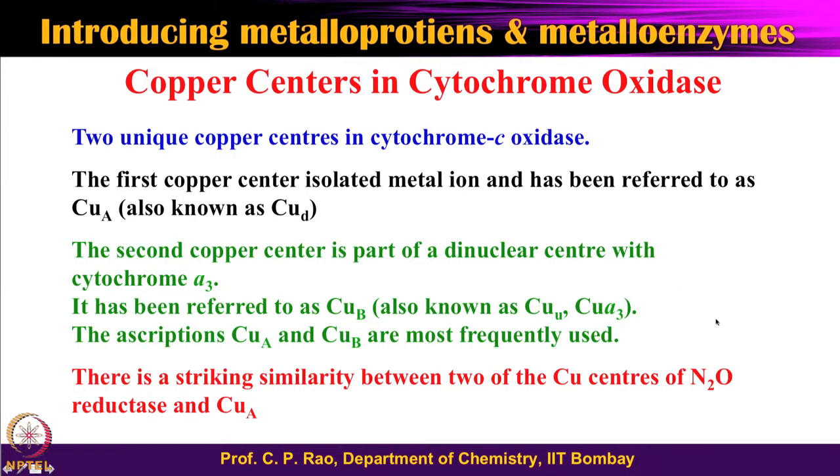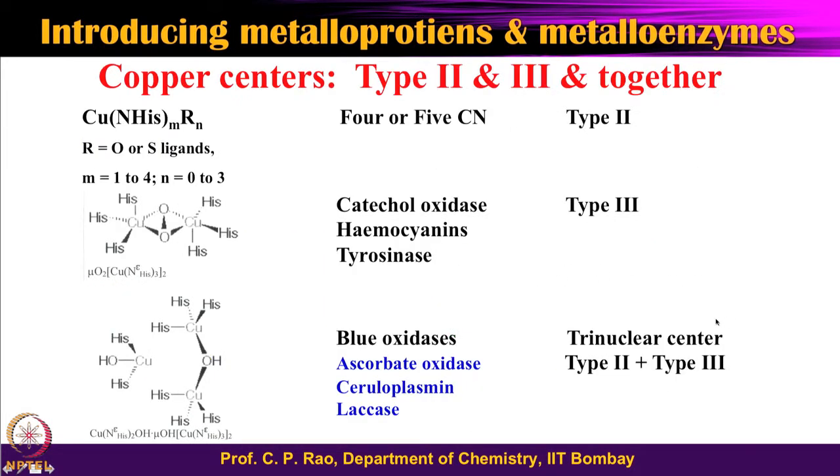So, all these we have, and you can see there the simple structures of these. The type 2, as you can see there, has no thio group, just histidines and some other groups. They could be 4 coordinate or 5 coordinate, in some cases 4, in some cases 5. And type 3 has this kind of structure, hemocyanin, which we have already seen. This is oxidized hemocyanin.